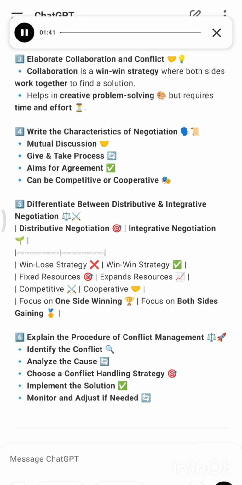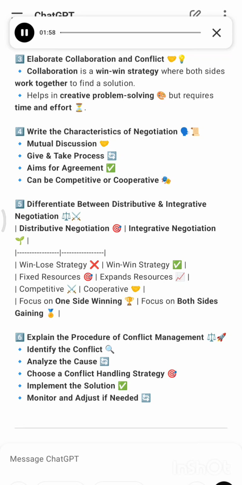6. Explain the procedure of conflict management. Identify the conflict. Analyze the cause. Choose a conflict handling strategy. Implement the solution. Monitor and adjust if needed.